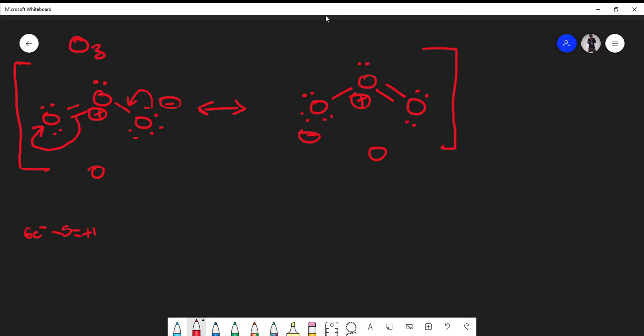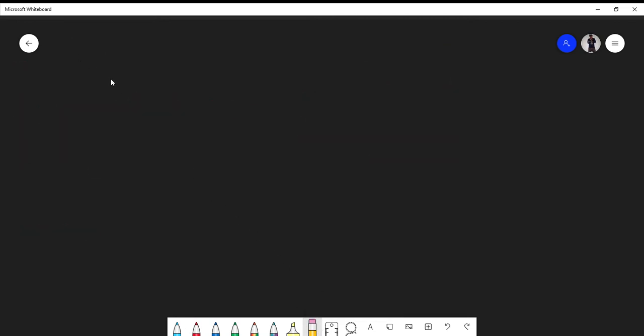All right, let's do a more complicated one. I'm going to give you the molecular formula. Well, I'm going to give you the structure. So let's say we're given CH3CNO, right? And we have something that looks like this, right?